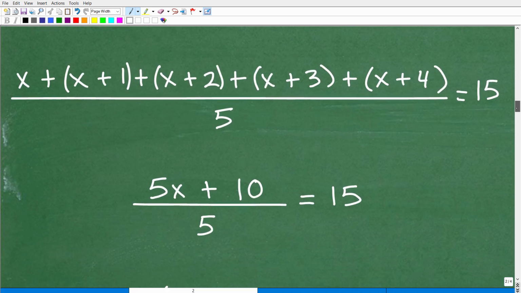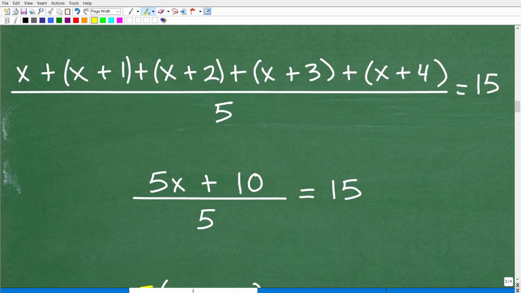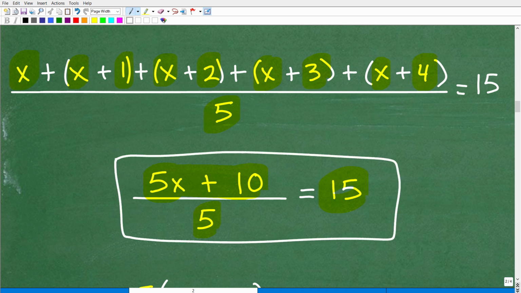All right, so here is our equation, and we want to solve for x. So we have all these x's in the numerator, so let's just add them all up. This is going to be combining like terms. So we have 1, 2, 3, 4, 5 x's. So that's going to be 5x, and then we have 1 plus 2, that's 3. 3 plus another 3 is 6. 6 plus 4 is 10. So our numerator is going to be 5x plus 10 over 5 is equal to 15. So this is our equation now.